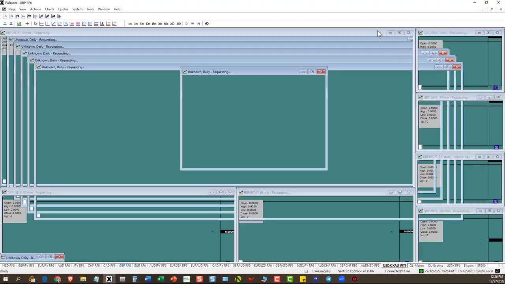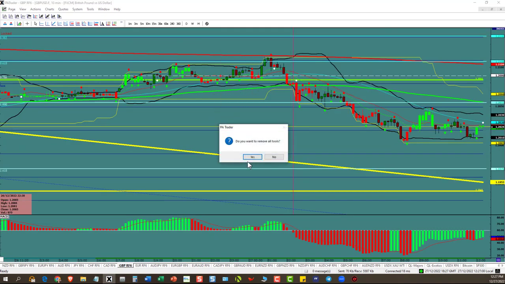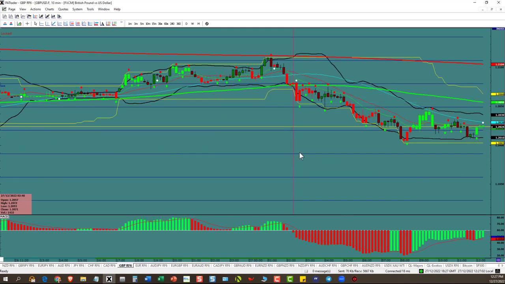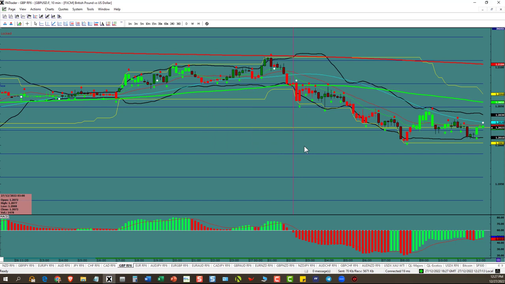So I'm just going to pick a currency. Let's go to the pound. Everybody likes to trade the pound. And I'm going to take everything off this currency, and I'm going to start from scratch, okay? Now, why do I want to do this? Okay, I want to do this because I want to know what the most current information is, where the top is, where the bottom is, and where I am inside the move. So how do I do that?